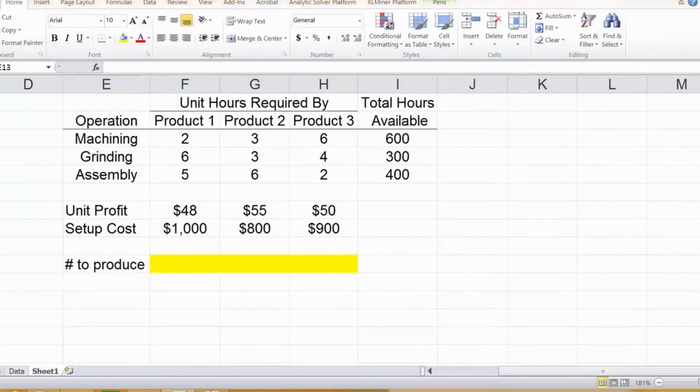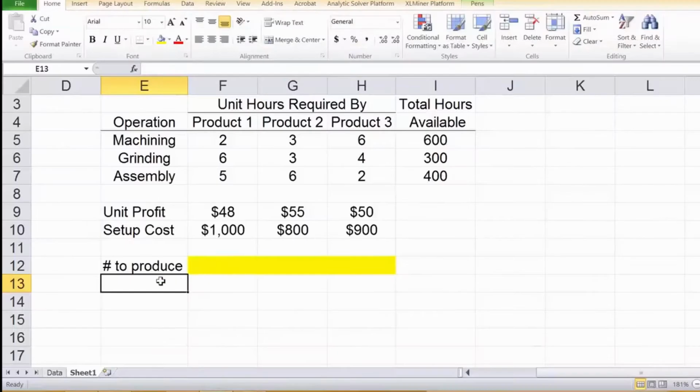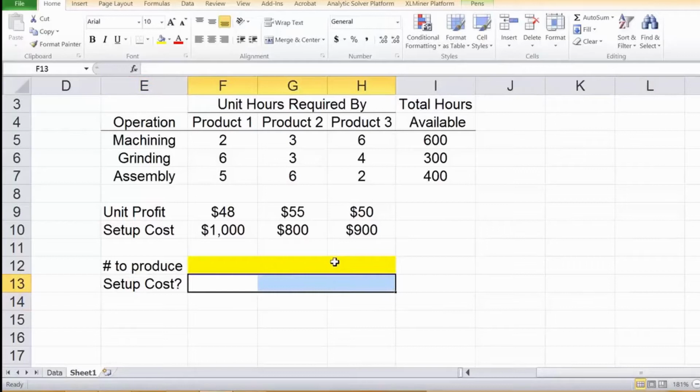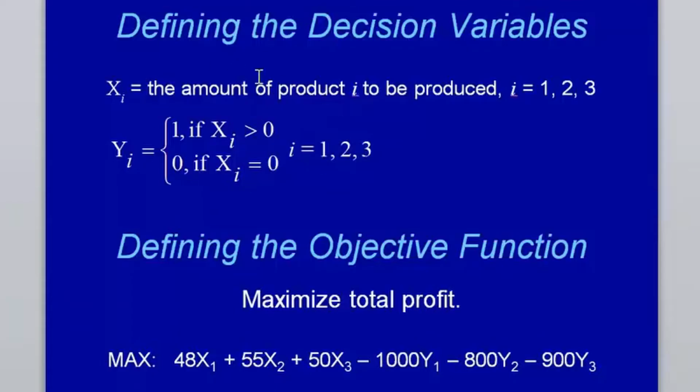And then here for the yi's, because for each x we have a y, so it's natural that we'll just put yi's here. These yi's represent whether we'll have a setup cost or not. So we'll have setup cost, will it happen or not? And we know that if it's 1, yes, otherwise 0. Okay, so xi's and yi's. With this we reserve the space for our 6 decision variables.